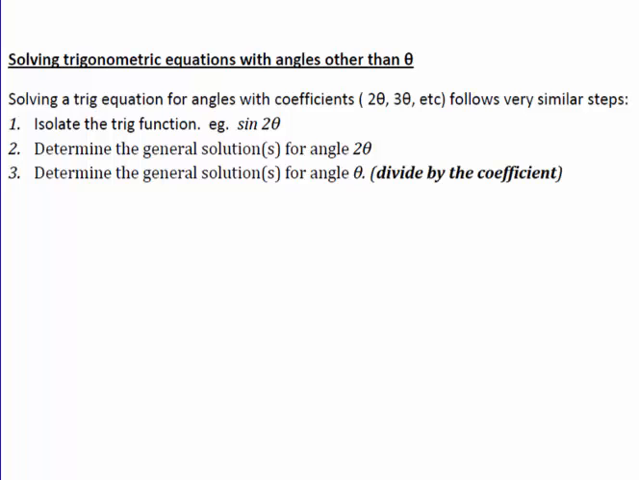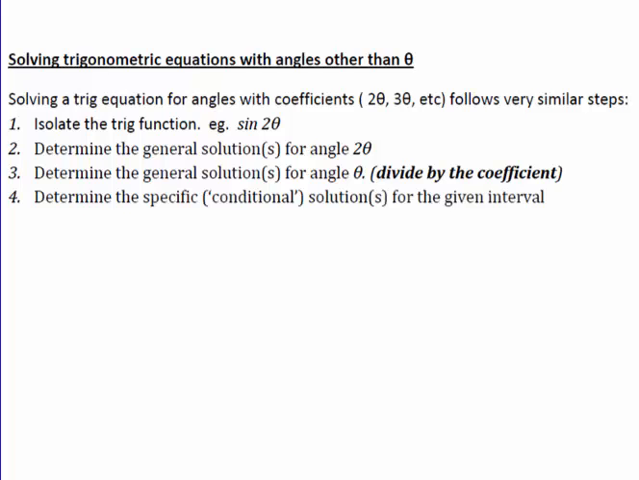And once we have it solved for 2 theta, then we're actually just going to divide by that coefficient to get it down to just a theta value. And once we have it down to a theta value, then we can determine whatever values we want for a specific given interval, like 0 to 2 pi. So really the only difference is we find the general solution first, and then we find the specific or the conditional solutions for an interval.